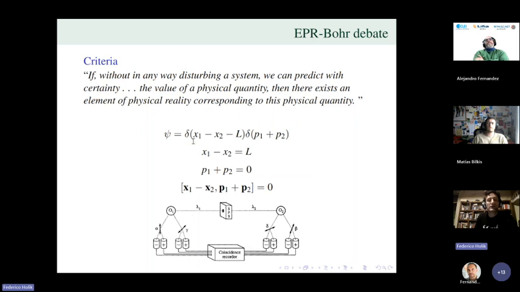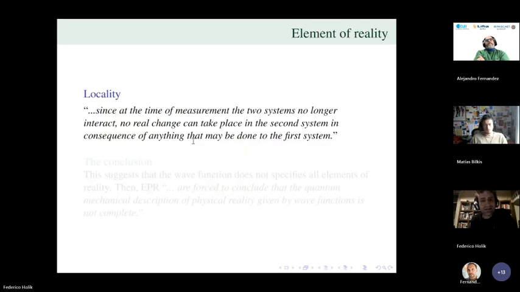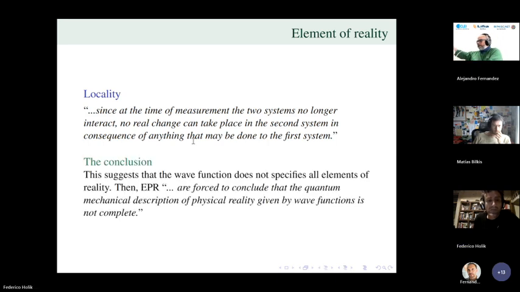And therefore, they conclude either locality is wrong or quantum mechanics should be incomplete because the wave function is not able to predict Bob's outcome. Therefore, there should be something going on, something that we don't know, and the wave function is not telling us. So they say, since at the time of measurement, the two systems no longer interact, no real change can take place in the second system, in consequence of anything that may be done to the first system. So they conclude, this suggests that the wave function does not specify all elements of reality.